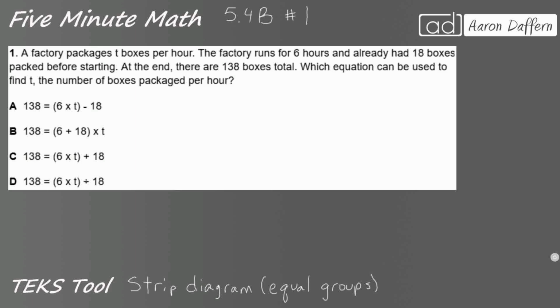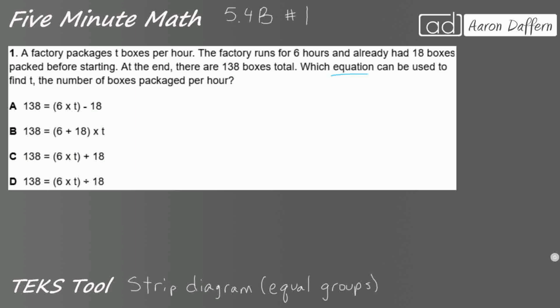So we've got a factory doing something here, and our answer is not a number. Look at our answer choices. We need to find an equation. So let's draw a strip diagram that's going to help us understand what's going on in this problem. Then we can turn that strip diagram into an equation.